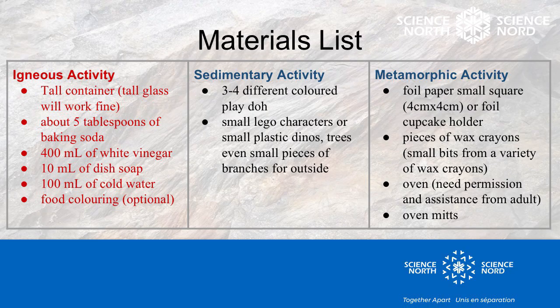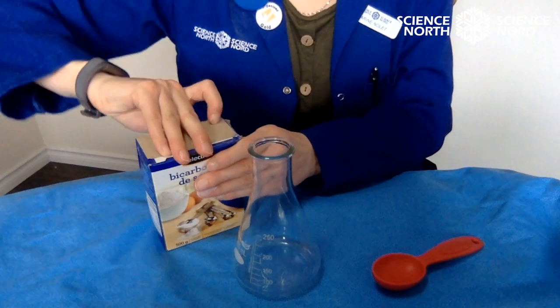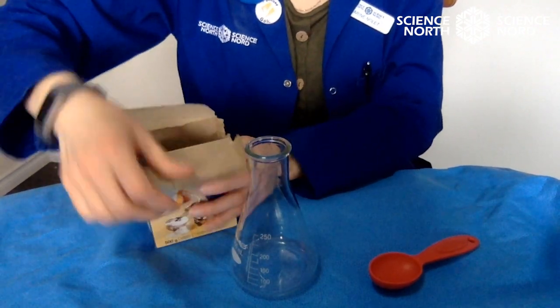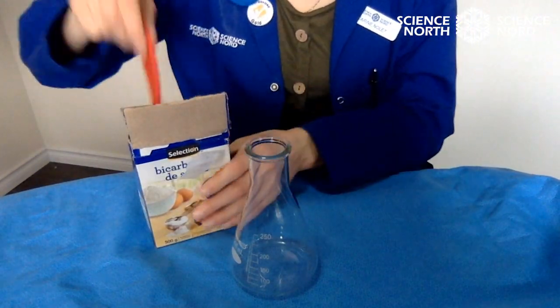Now, for this activity, you will need a tall container or a tall glass, about 5 tablespoons of baking soda, 400 milliliters of white vinegar, 10 milliliters of dish soap, 100 milliliters of cold water, and food coloring. You can try this experiment outside or somewhere without carpet, as it makes a mess.